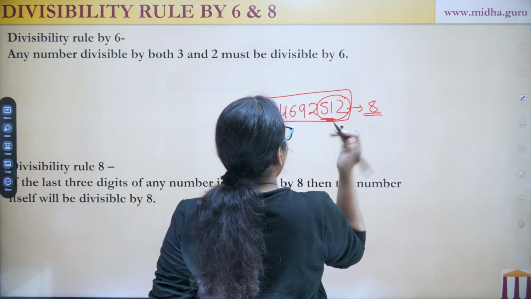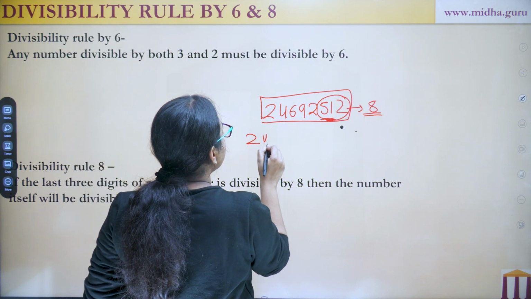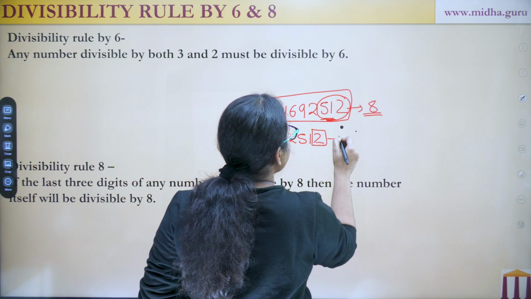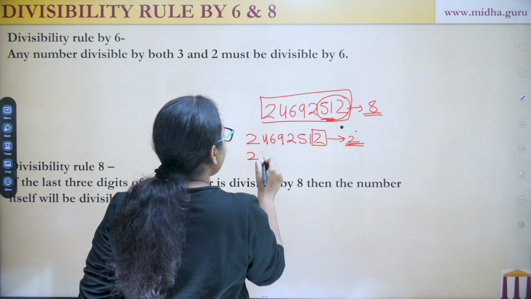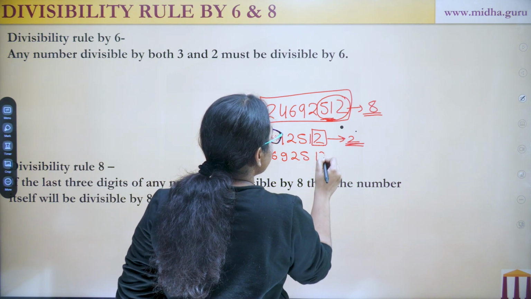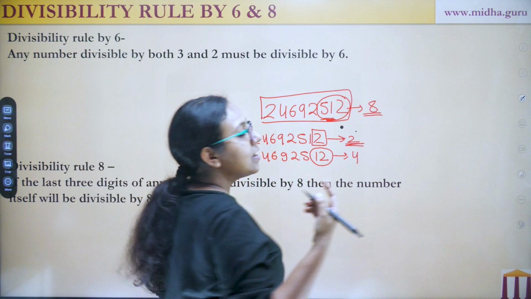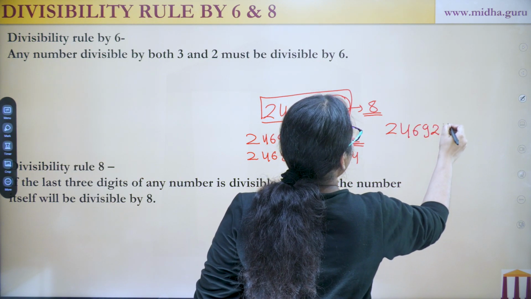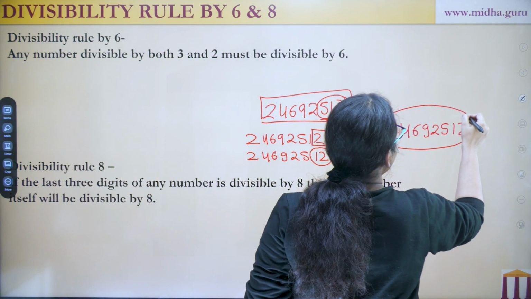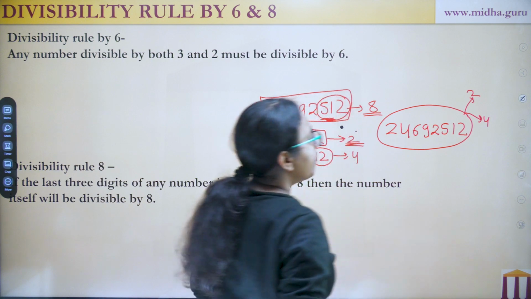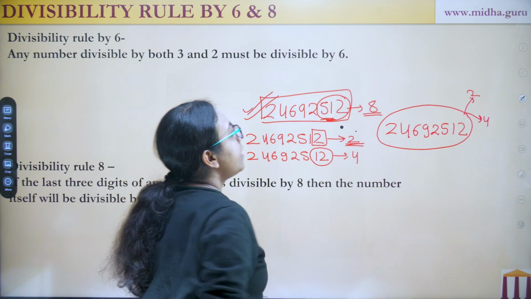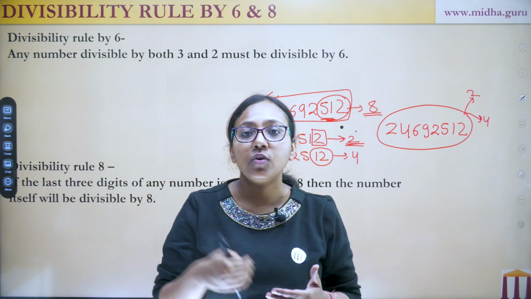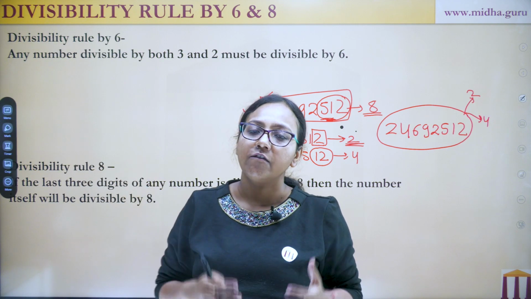We have 512. Now what we need to do is check whether this number is divisible by 2. So yes, because its last digit is divisible by 2. If we see again the same number, whether this number is divisible by 4. Yes, because the last 2 digits are a multiple of 4. So we can say easily that the number 24692512, the whole number is divisible by 2 and 4 both. That means the whole number is divisible by 8. Simple, isn't it? So what you need to do, you need to keep the divisibility rules of 2, 3, the basic things in your mind, then the bigger number will be done automatically.